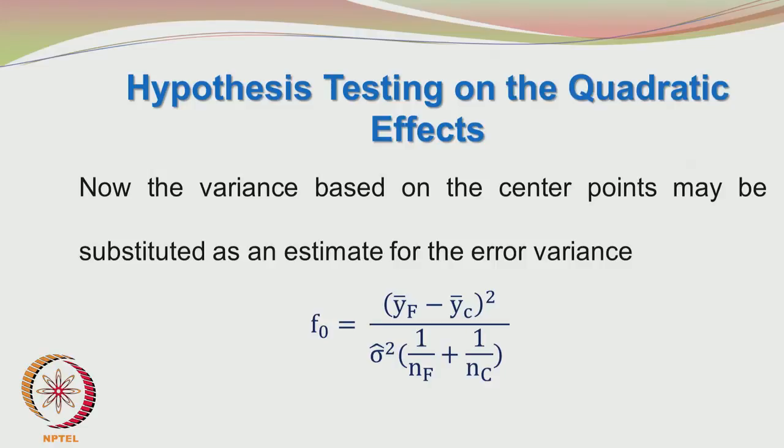And we do not know sigma squared, but we have an easy solution for that. We have repeats at the center, and we can use the mean square error as a surrogate value for sigma squared, and we call that sigma hat squared. So, now the variance is based on center points, and it may be substituted as an estimate for the error variance. And so, you have f naught is equal to y bar f minus y bar c whole squared by sigma hat squared into 1 by nf plus 1 by nc.